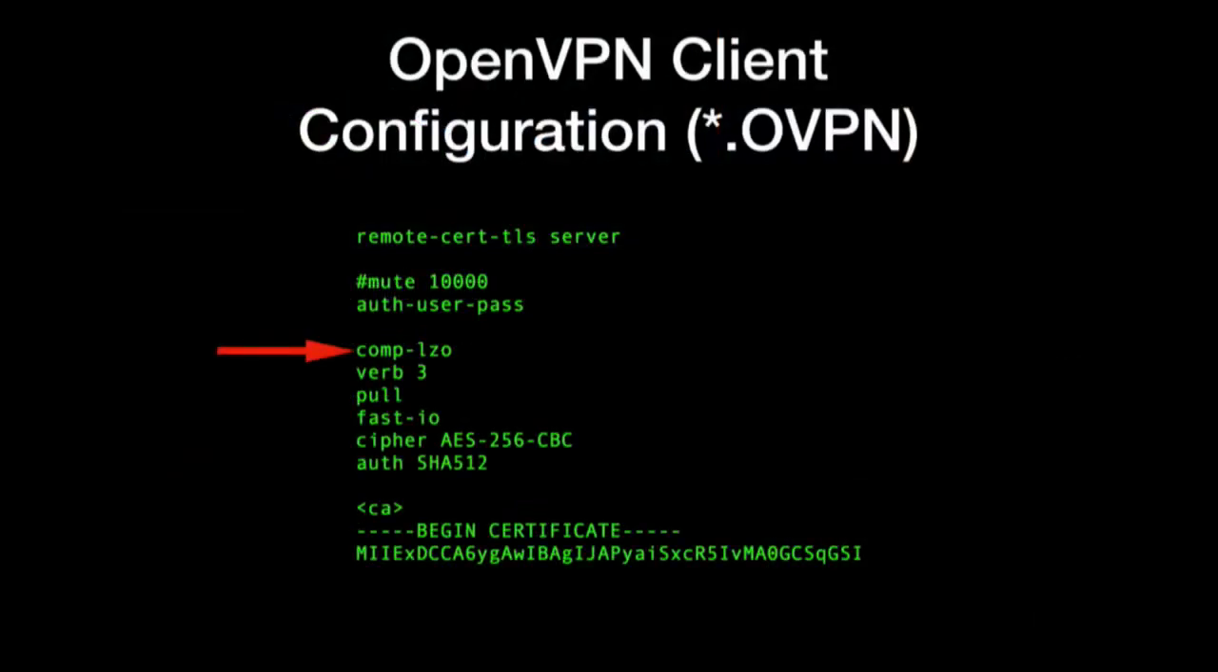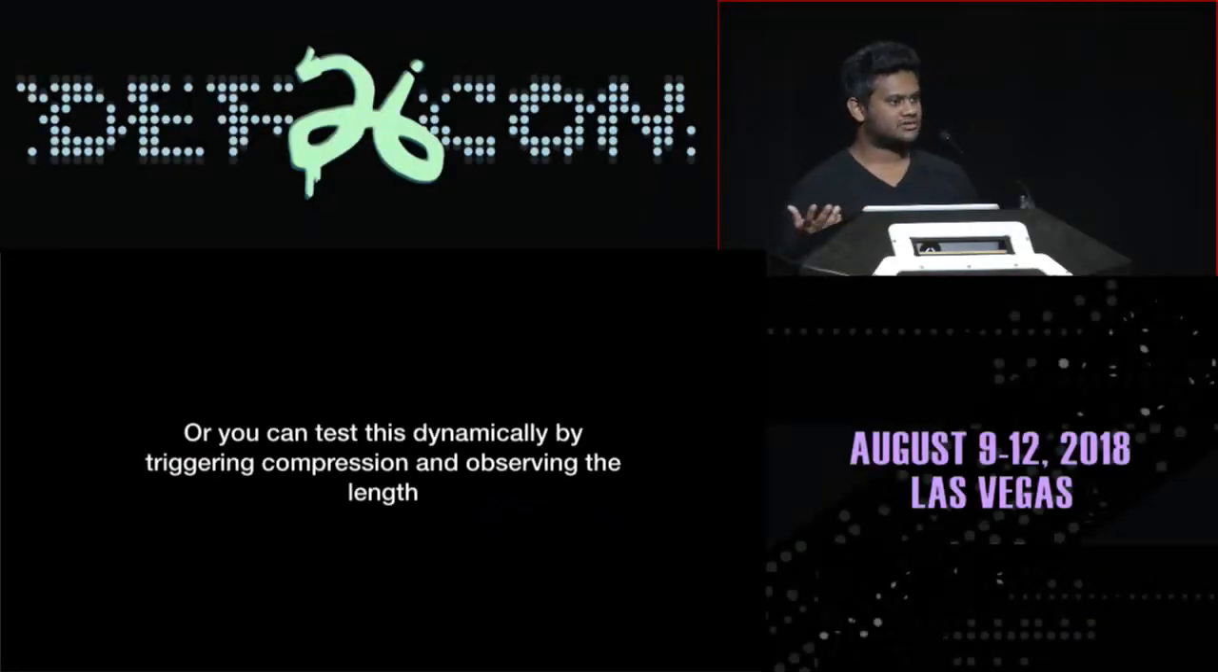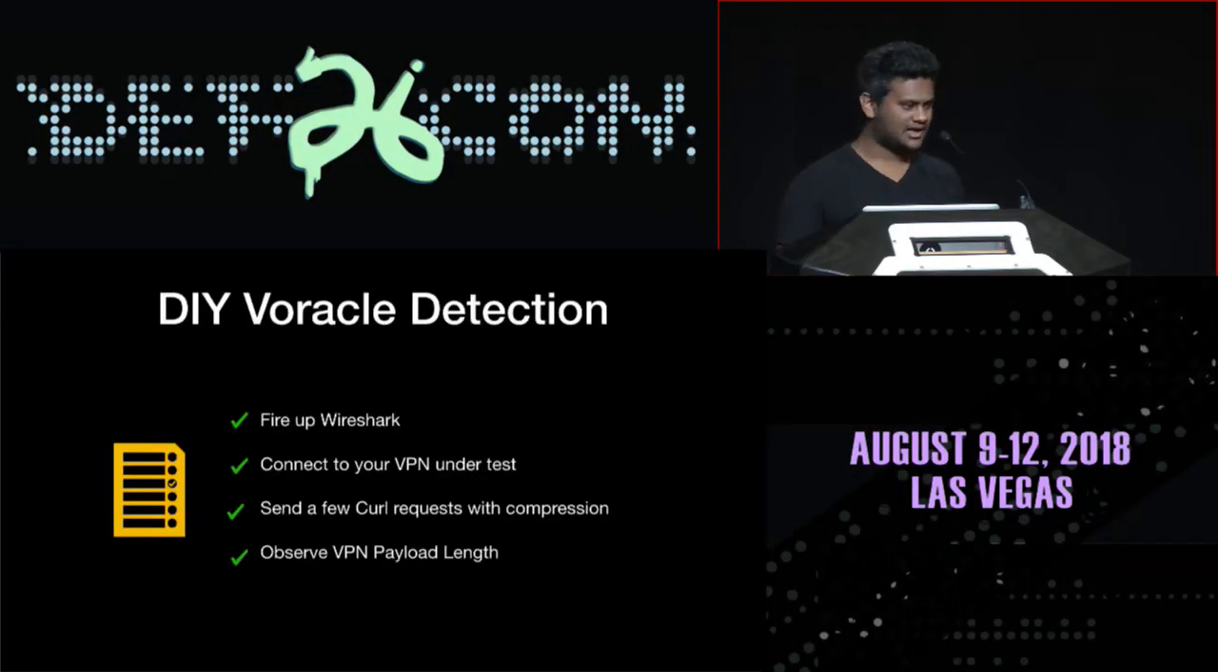So you could detect that and you're probably vulnerable. However, what if you're not using OpenVPN? The better way to determine this for any VPN that you use is dynamically, by sending your own request. It's pretty simple. I have a do-it-yourself checklist for detecting the Oracle.